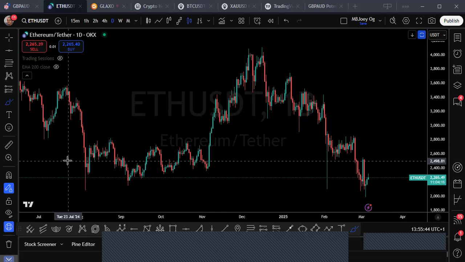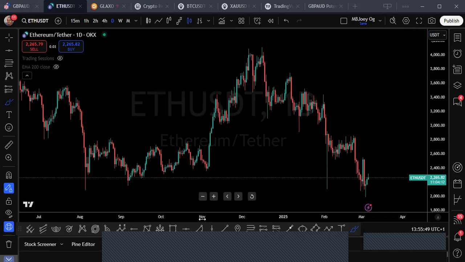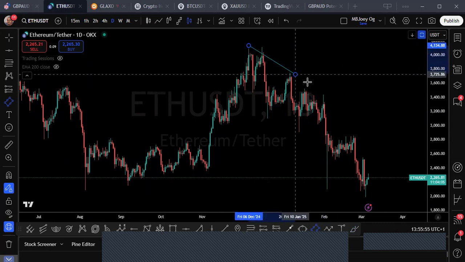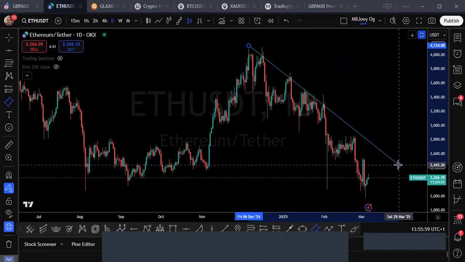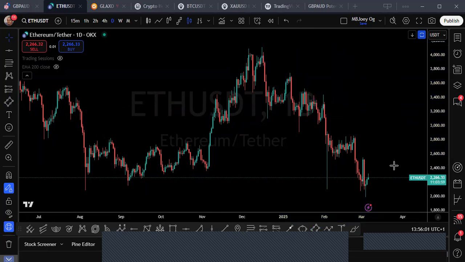If I'm trading this, right now the crypto market is actually a trader's market. It is not an investor market. That's my opinion. Now, I will look at this and say the market is going down, mostly heading down.